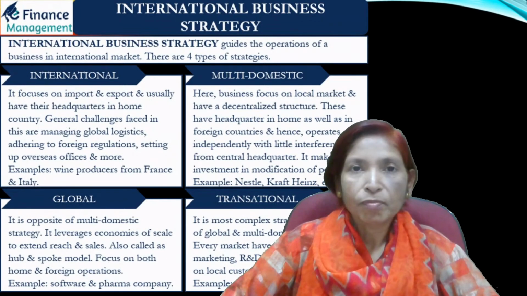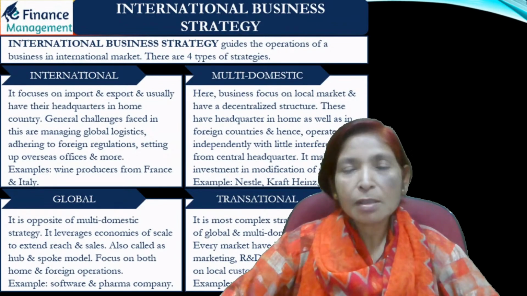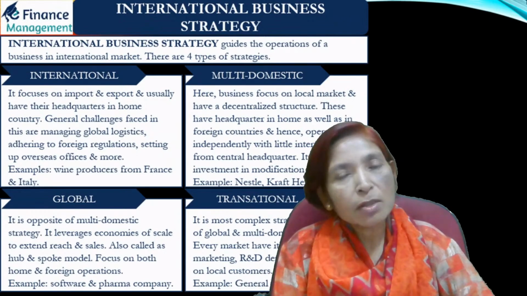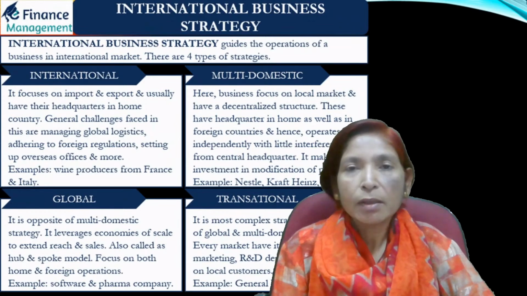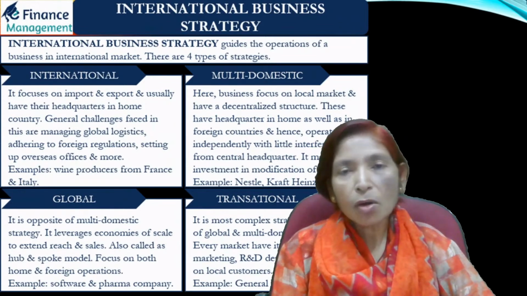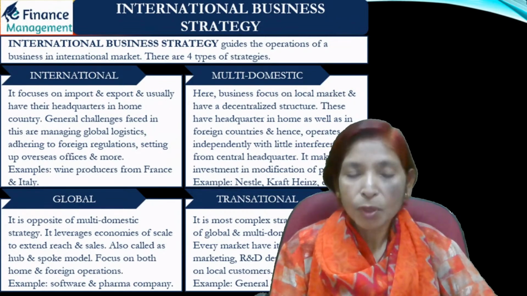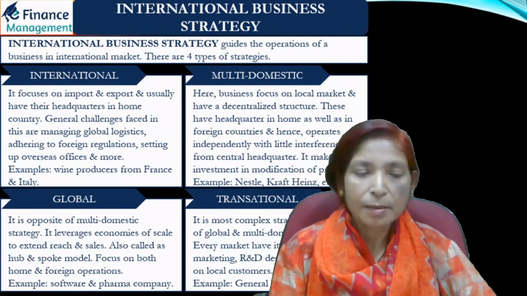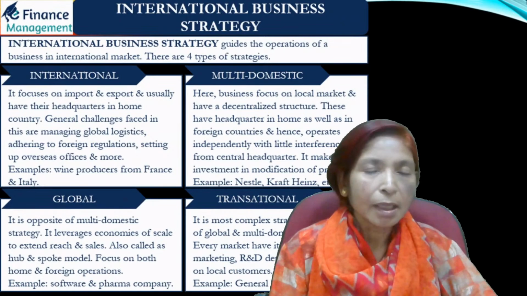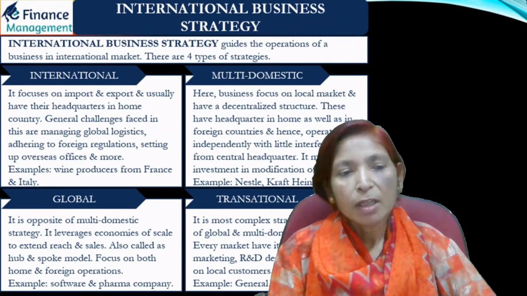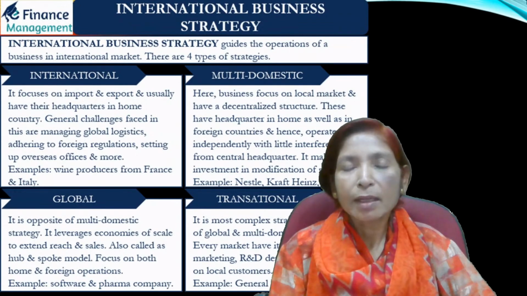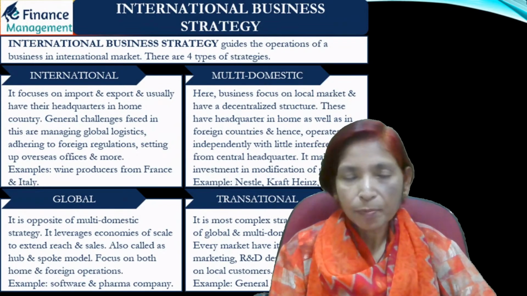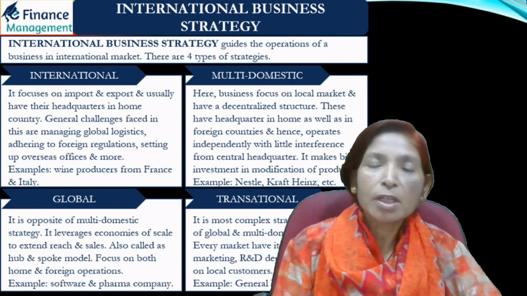Next is global. Global is totally inverse or opposite of the multi-domestic strategy. It leverages economies of scale to extend reach and sales, also called the hub and spoke model, and focuses on both home and foreign operations. For example, software and pharma companies. They are known as global business strategy. So it is just opposite to the multi-domestic strategy because it leverages economies of scale.